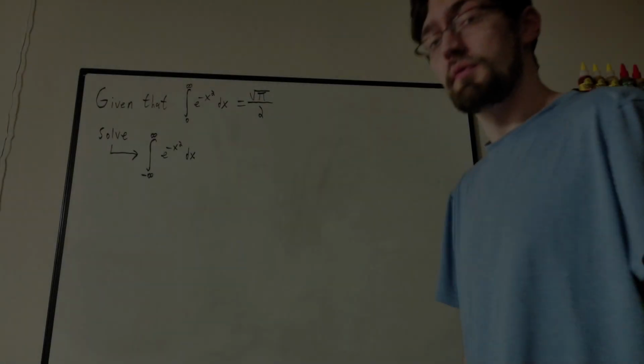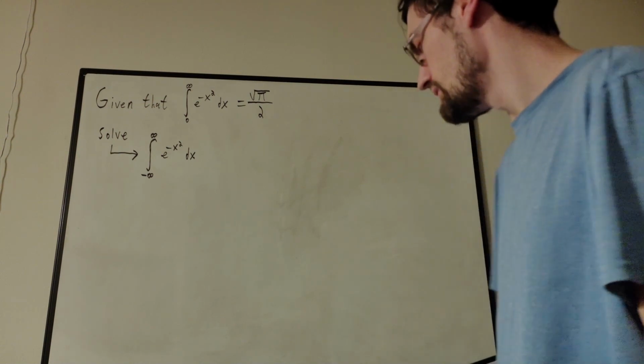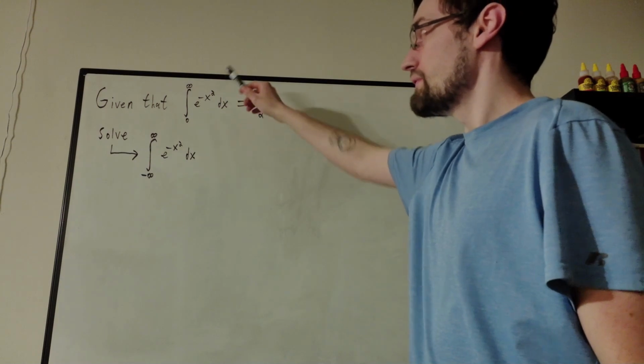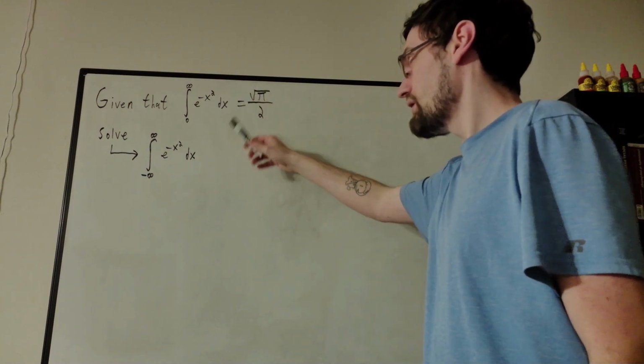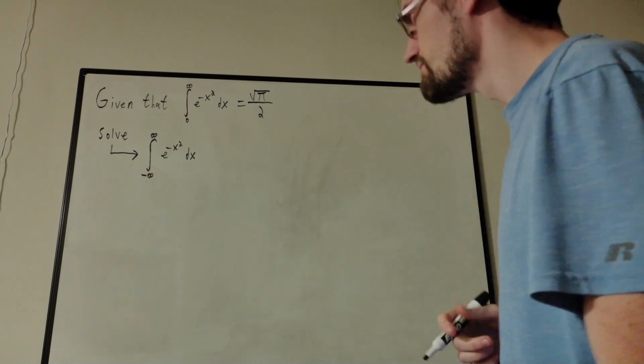In this video, we're going to cover the differences between the integrability of even versus odd functions. Specifically, we're going to look at a special case in terms of the Gaussian integral. We have here that, given that the integral from 0 to infinity of e to the negative x squared with respect to x is equal to the square root of pi over 2.